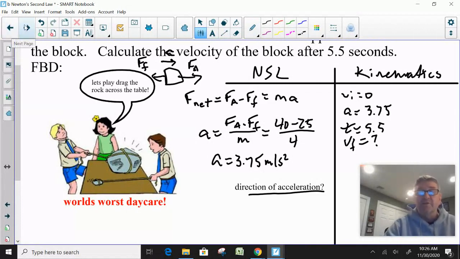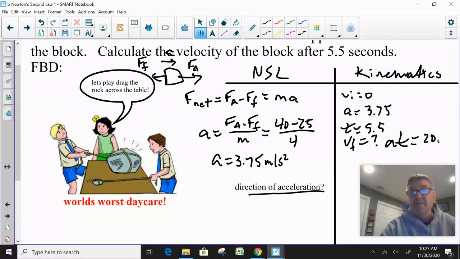That would be equation 1. So it would just be VF equals VI plus AT. So A times T because VI goes out to 0. So we get 3.75 times 5.5, and I get 20.63, and that would be meters per second. So you can calculate other stuff.